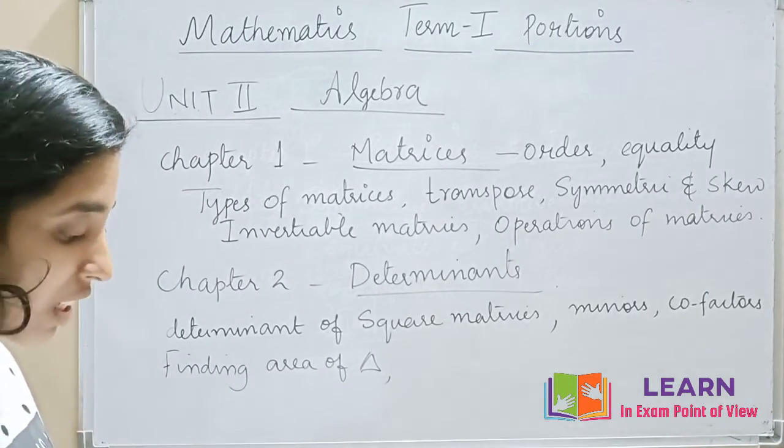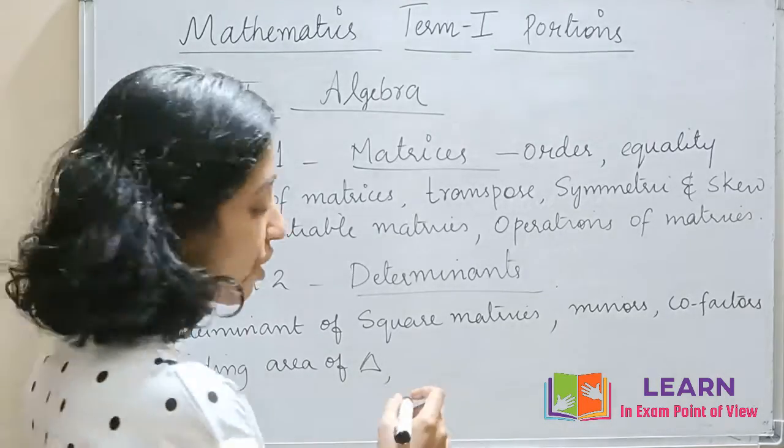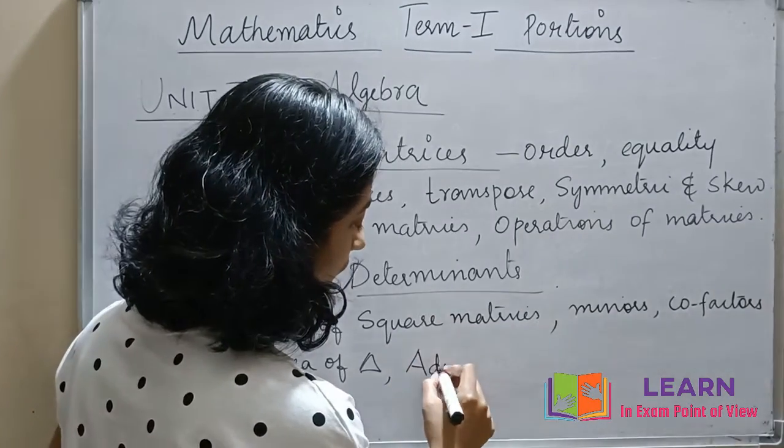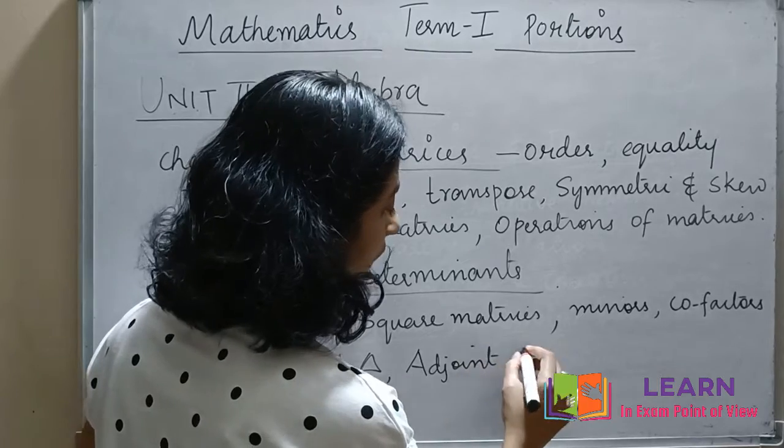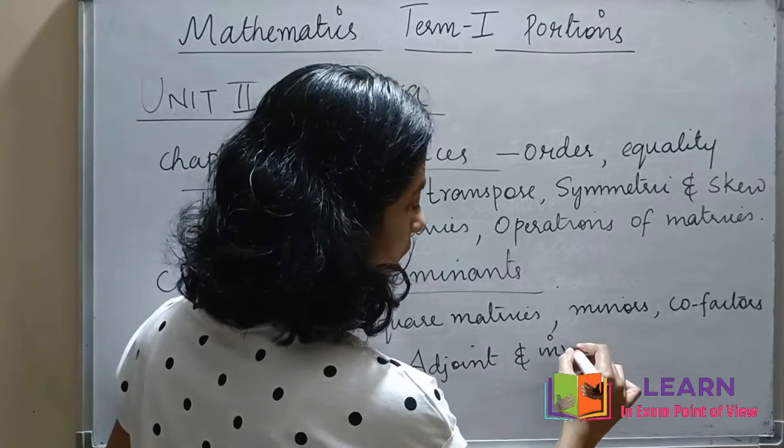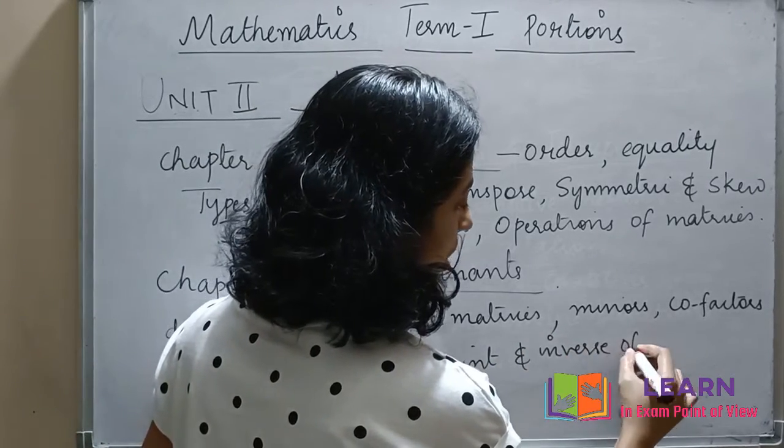Then adjoint and inverse of a square matrix. Adjoint and inverse. Inverse of a square matrix.